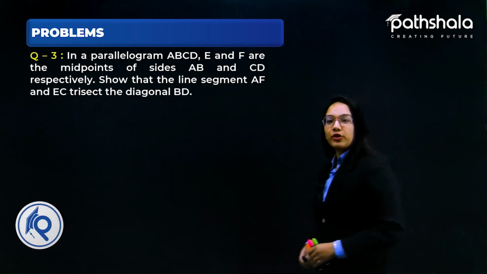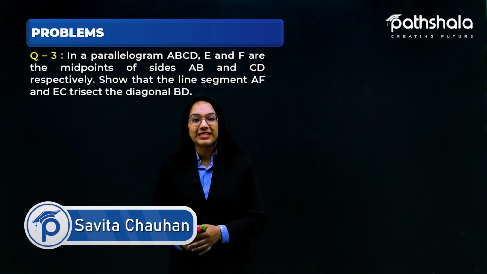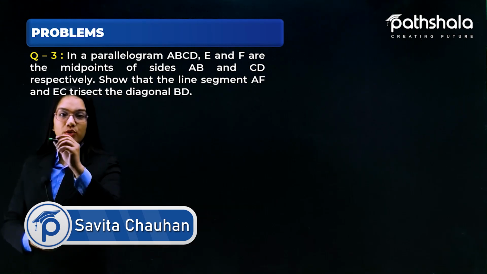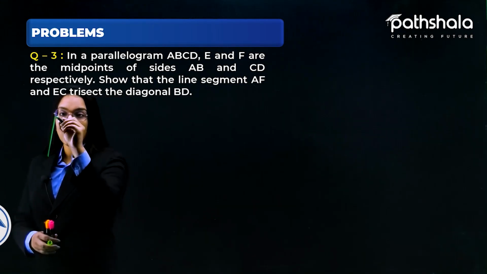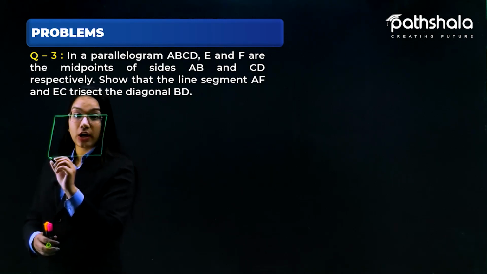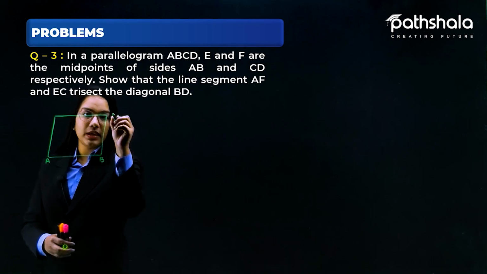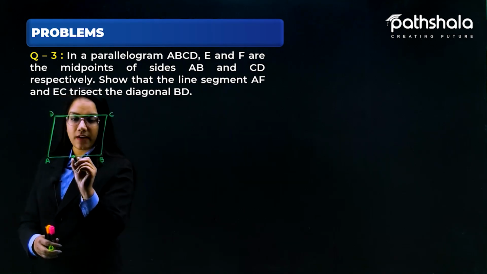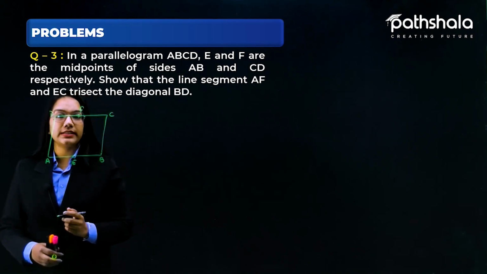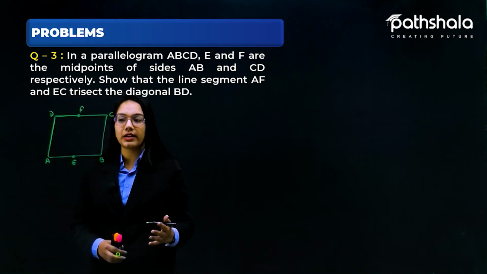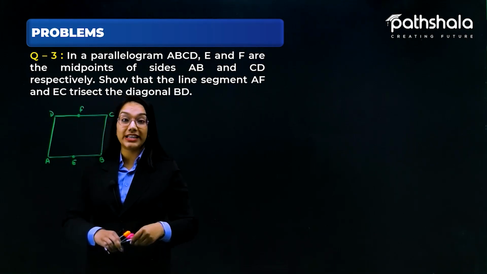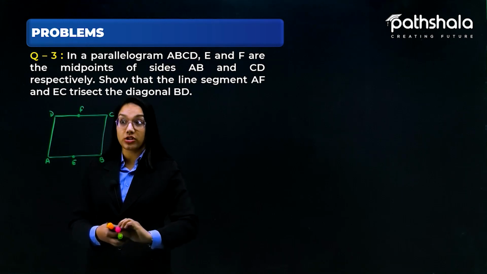Now let's move on to question number 3, which says that in a parallelogram ABCD, E and F are the midpoints of the sides AB and CD. Let me draw the figure of this question. As per it, we have a parallelogram ABCD, and we have the midpoint E and the midpoint F. Show that the line segments AF and EC trisect the diagonal BD.